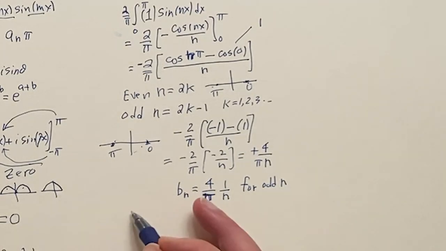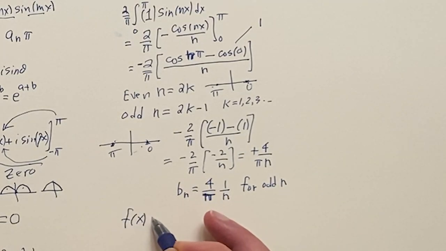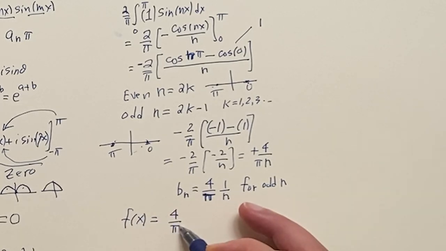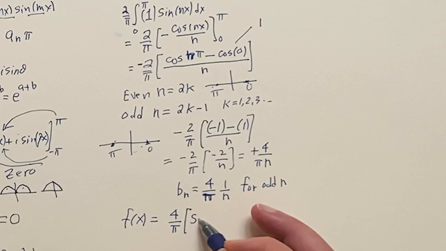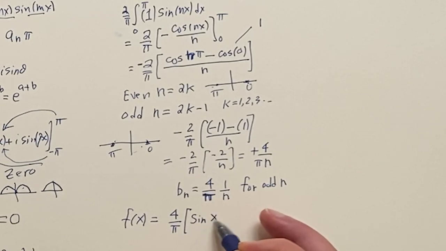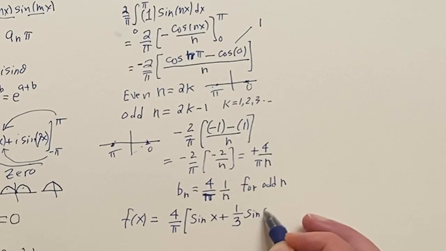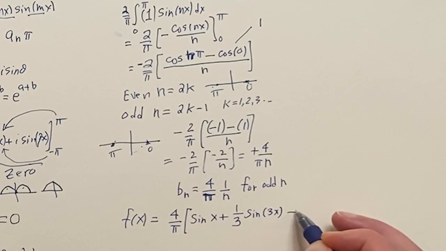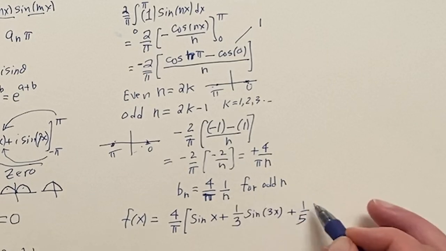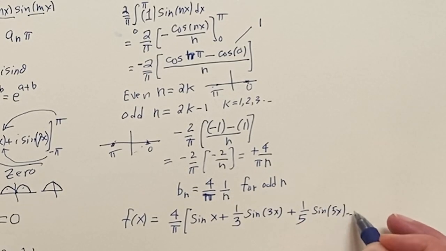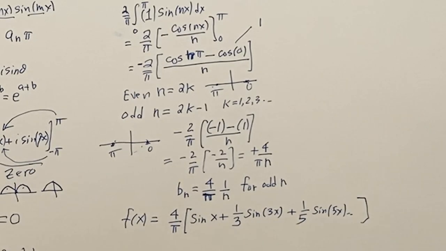Let's write it out. So f of x, the function, is 4 over pi, and then you're going to have here sine of x plus the third case, sine of 3x plus 1 over 5. See, these odd numbers. 5x, et cetera, et cetera, down the road.